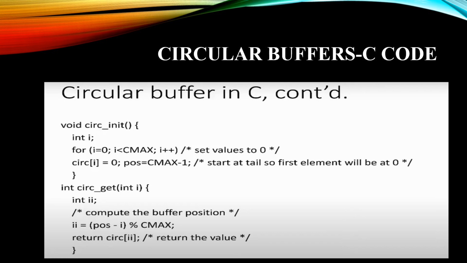Here the code is to initialize the circular buffer, and the function to get the value of the ith position. Notice that we have used a modulus operation to translate the index for our current set of data into a buffer position.